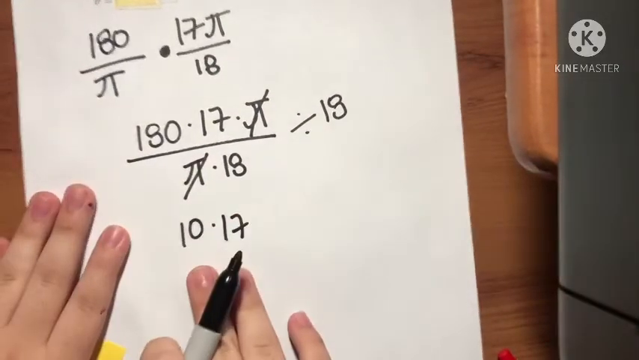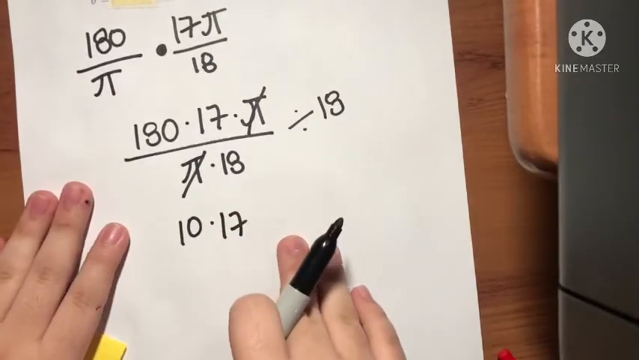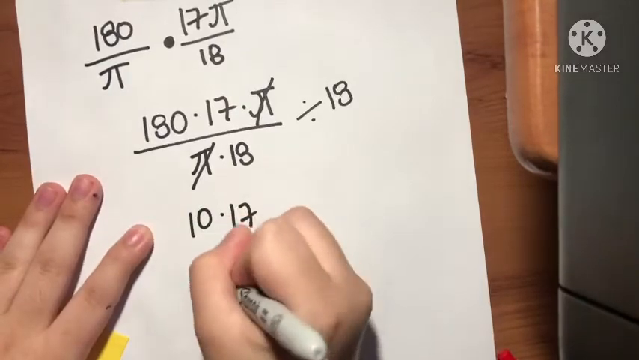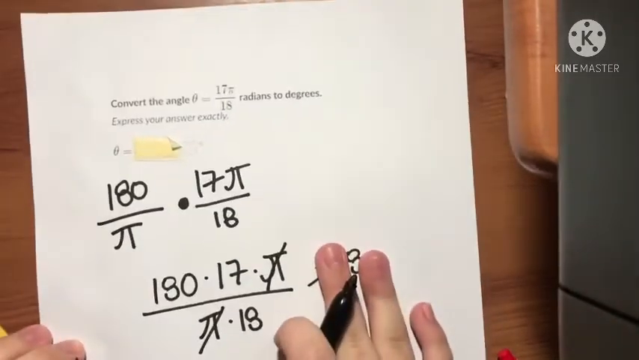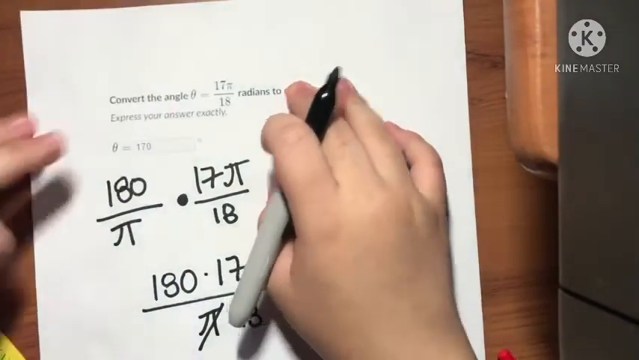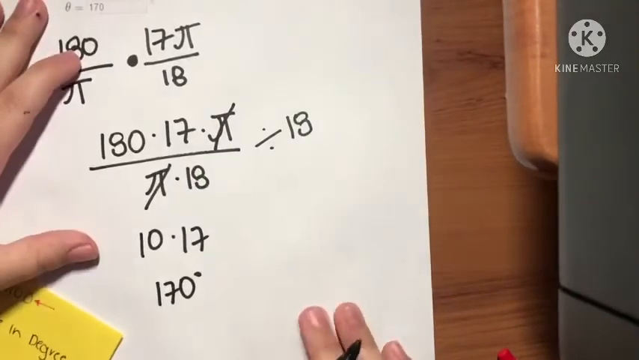Now we just multiply 10 times 17, which is 170 degrees. Now if we look here at the answer, it says 170 degrees. So our answer is right.